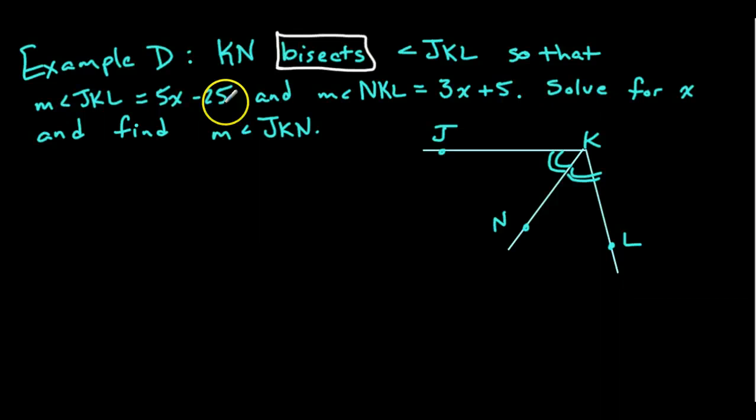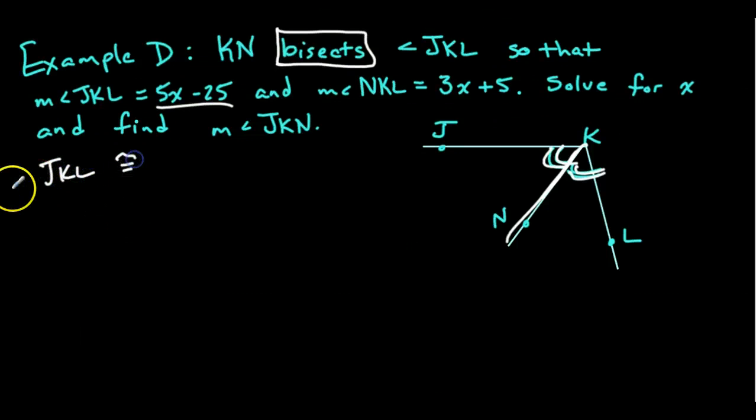All right, so we've got KN bisects angle JKL, so that the measure of JKL is 5x minus 25, and the measure of NKL is 3x plus 5. Solve for x and find the measure of JKN. Now the fact that KN bisects it tells me that these two angles have to be congruent. KN is the bisector. It splits the angle into two equal ones. So I know that angle JKN is congruent to angle NKL. And we can also tell that based on the symbols that are in the picture.